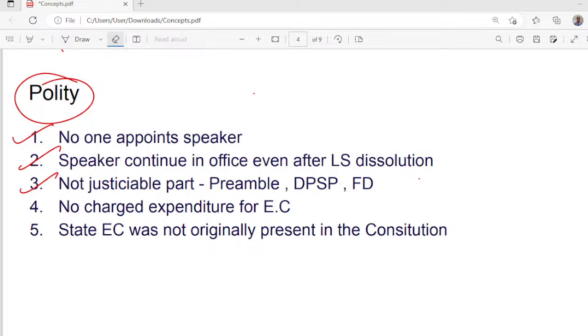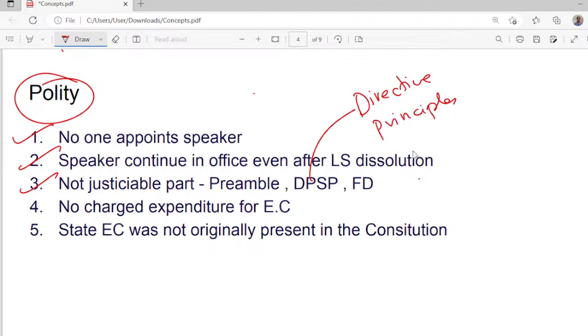Is there any doubt? Anybody else, before I go to point number 5? Anybody say, sir, I didn't understand this. Point number 5. What is DPSP? DPSP stands for Directive Principles of State Policy.